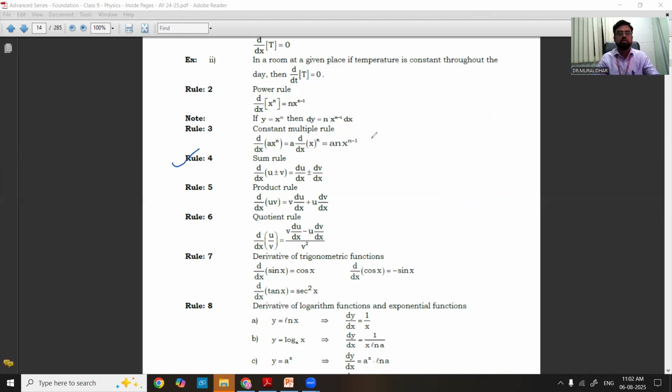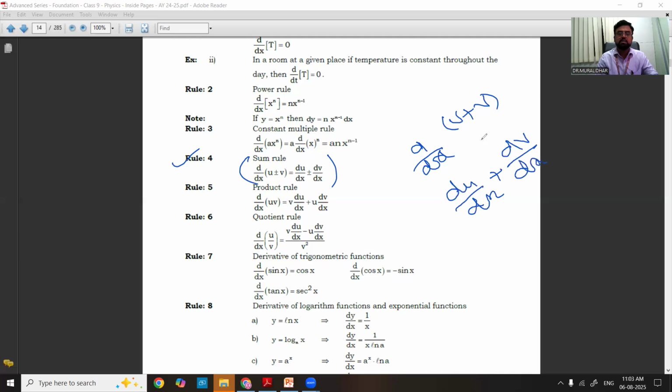Sum is addition. So d by dx, the value is a sum here: u plus v. When a sum of the numbers is there, how to write the derivative of y? See here. We can write du by dx separately, plus dv by dx. du by dx plus dv by dx. Separately you can write it, just like 2 into a plus b: what do you write here? 2a plus 2b. Same here also.